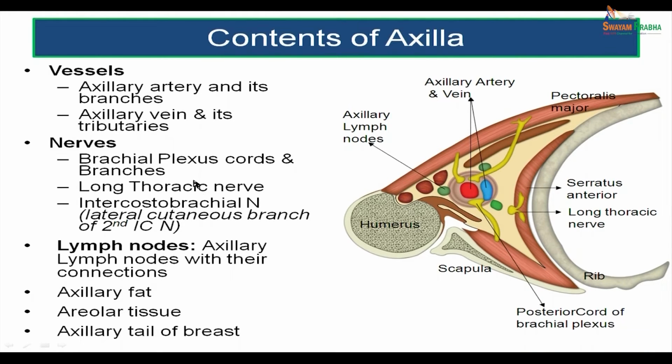Then we have the nerves that are the brachial plexus cords and the branches, and the long thoracic nerve and intercostobrachial nerve. Now, these green structures, they are the lymph nodes, they are the axillary lymph nodes with their connections. So, besides these three important structures, we also have axillary fat, areolar tissue and axillary tail of breast.